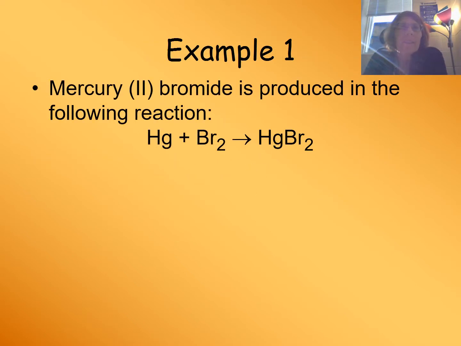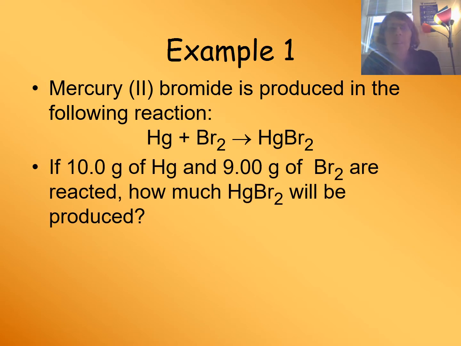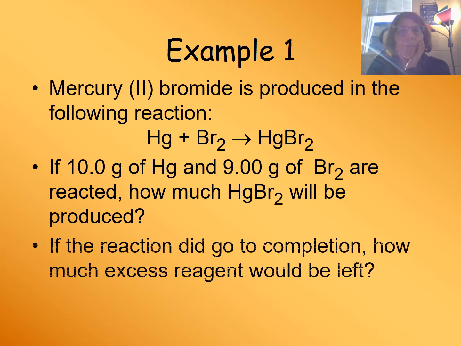All right, so it says you have this reaction. I think it's already balanced. So if 10 grams of mercury and 9 grams of bromine are reactants, how much HgBr2 will be produced? So I'm going to write that down so I can do that. And we're going to go to the next slide. I think it also asks how much excess. So we are going to do that, though I don't think we need it for percent.